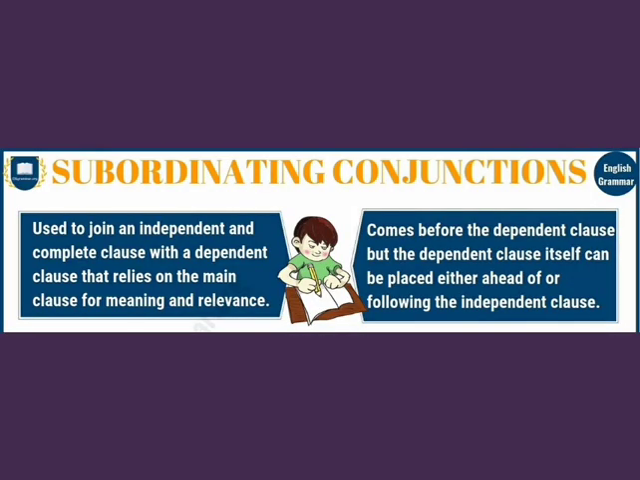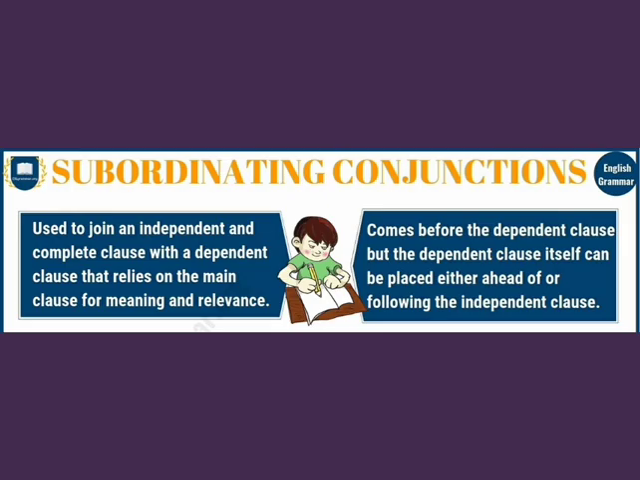Now we will learn about subordinating conjunctions. Subordinating conjunctions are used to join an independent and complete clause with a dependent clause that relies on the main clause for meaning and relevance. And it always comes before the dependent clause, but the dependent clause itself can be placed either ahead of or following the independent clause.